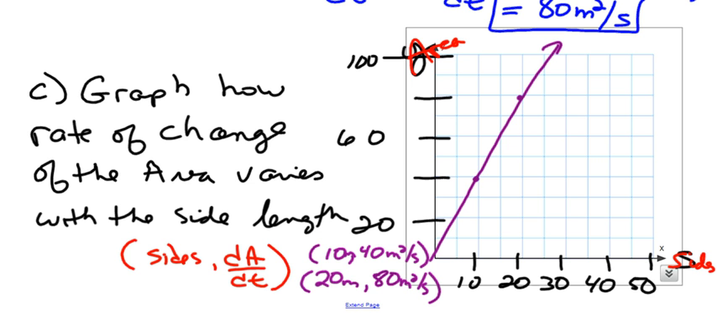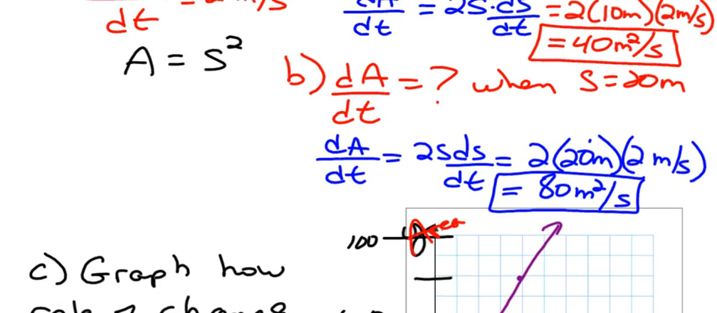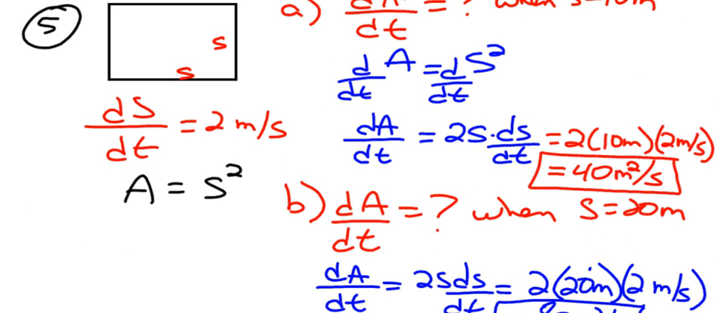That makes sense because it's really the derivative graph. And if you go back to our derivative here, it's a linear equation, but with that chain rule of how the side is changing. So we've graphed that problem.